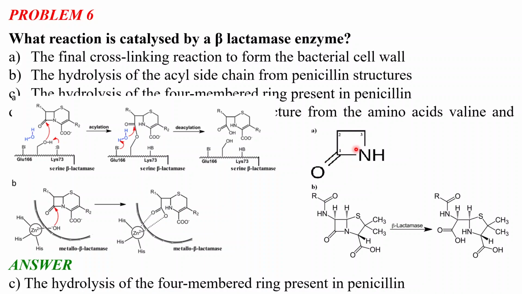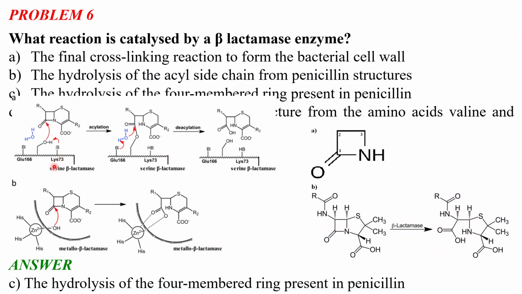This is called beta lactam because this is the alpha carbon which is next to the carbonyl carbon, and then this is the beta carbon. That's why it is known as beta lactam. So this is the structure of the penicillin. So what does this beta lactamase enzyme do? The beta lactamase hydrolyzes this particular beta lactam ring and opens this up.